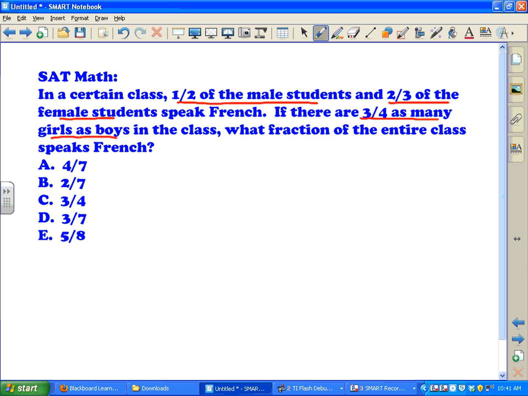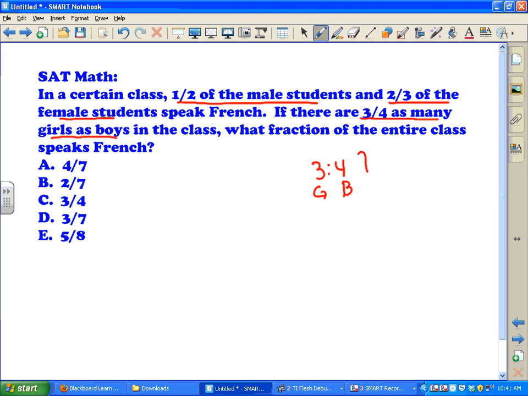Okay, three-fourths is less than one, so there's fewer girls than boys. If this were more than one, if we had twice as many girls as boys, it would be a 2-to-1 ratio. But here we have a 3-to-4 ratio. That means that there's 3 girls for every 4 boys.